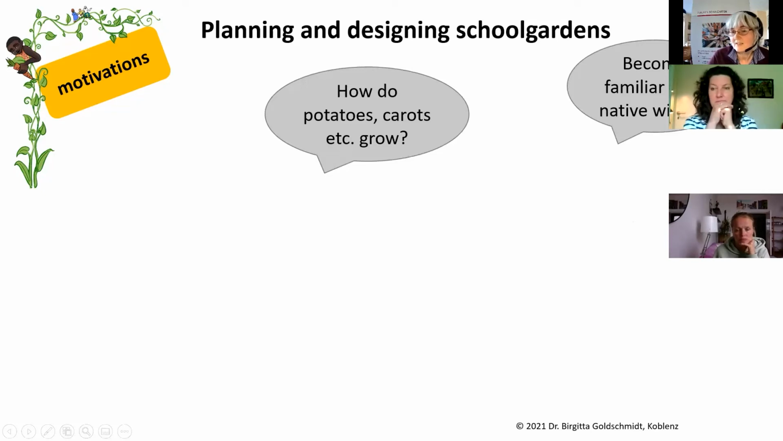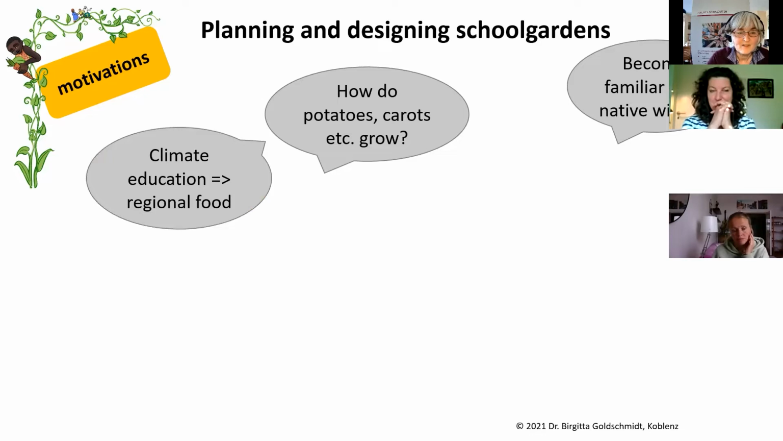Perhaps we want our children to become familiar with native wildlife, with native plants and native animals which are in our surroundings. Perhaps we have in mind that we have to make them familiar with regional food in the context of climate education. And so we go in the garden and cultivate regional food and show them when this food is ripe and when we can pick strawberries, which is not in the winter, but in the summer.